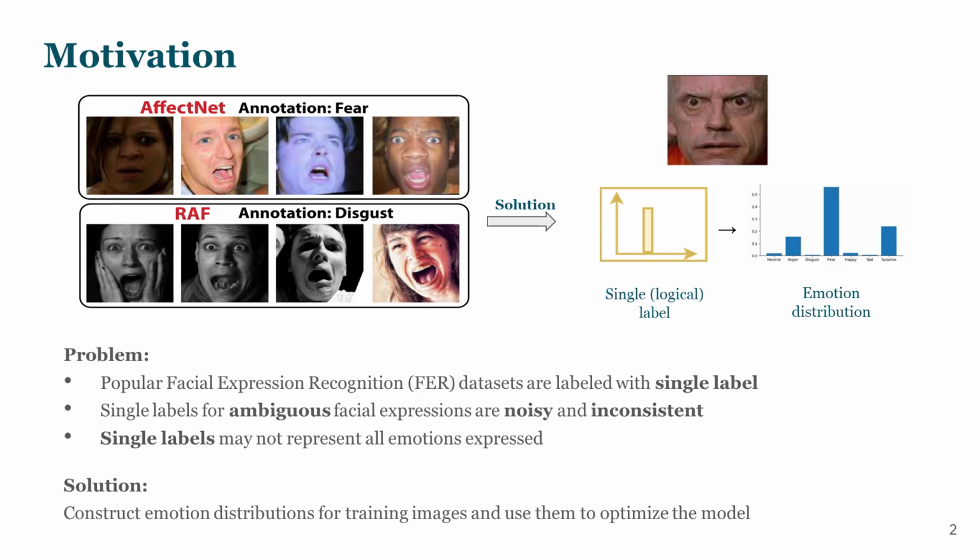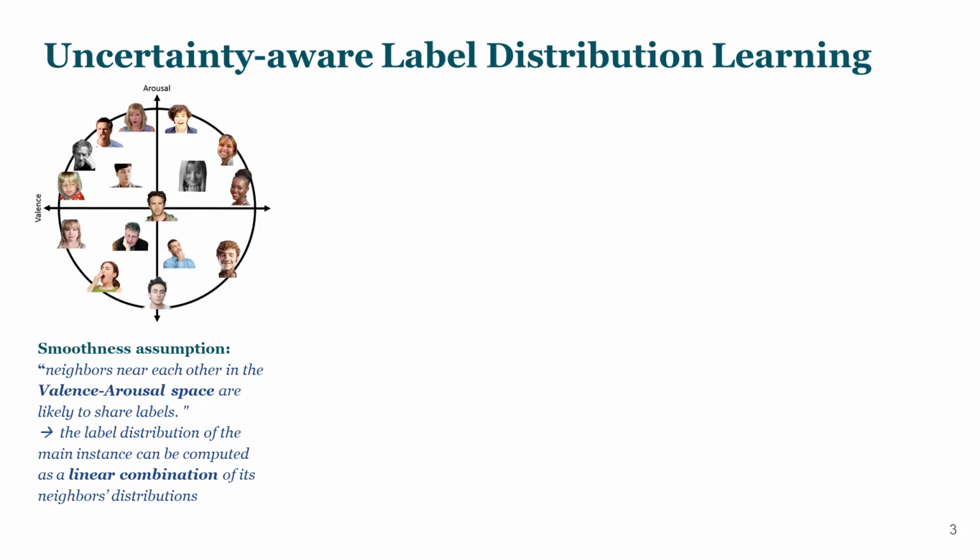To solve these problems, we propose to construct emotion distributions for training images from the provided single label and use them to optimize the model. Inspired by the smoothness assumption, we assumed that neighbors near each other in the valence arousal space are likely to share labels. The valence arousal is a continuous emotional model closely related to the discrete emotions.